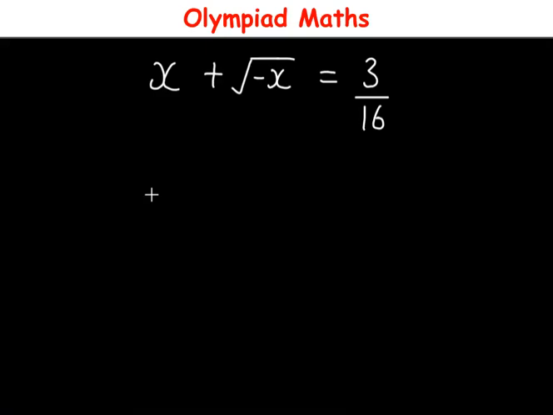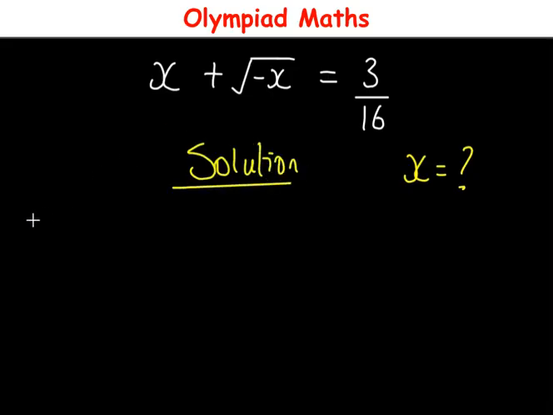Hello everyone, in this video let us solve this question. So we have x plus root minus x is equal to 3 over 16, and here we have to solve for the value of x. So x is the unknown we have to solve for. To solve this, solution. So we have x plus root minus x equals 3 over 16.